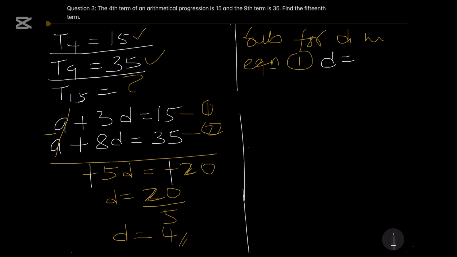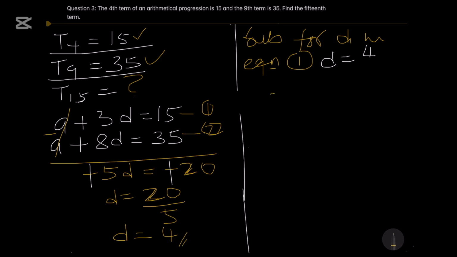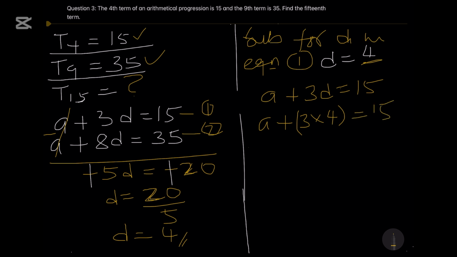Our D is equal to 4. So substituting for D, from equation 1 we have A plus 3D equals 15. Anywhere we see D, we put 4. So we have A plus 3 multiplied by our D, which is 4, equals 15. Applying that, we have A equals 15 minus 3 times 4, which is 12. So we have our first term.